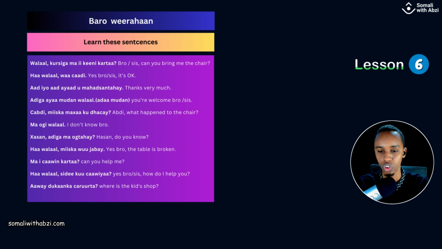Ha walaal, sidee kuu caawiyaa? So this ku is making you. Sidee caawiyaa, like how I help. Sidee kuu caawiyaa, how do I help you? Then we use where in Somali, aaway.